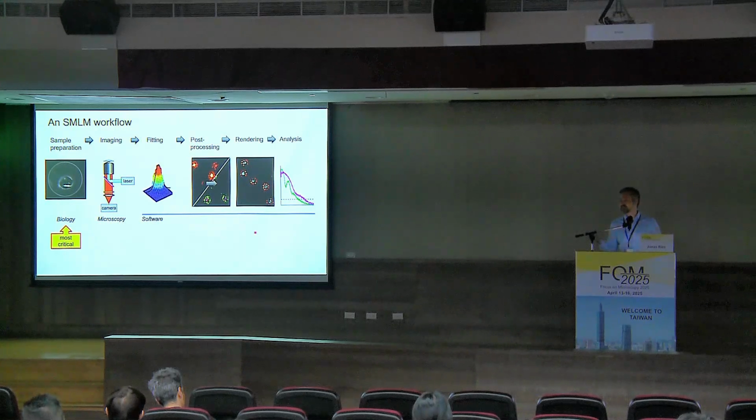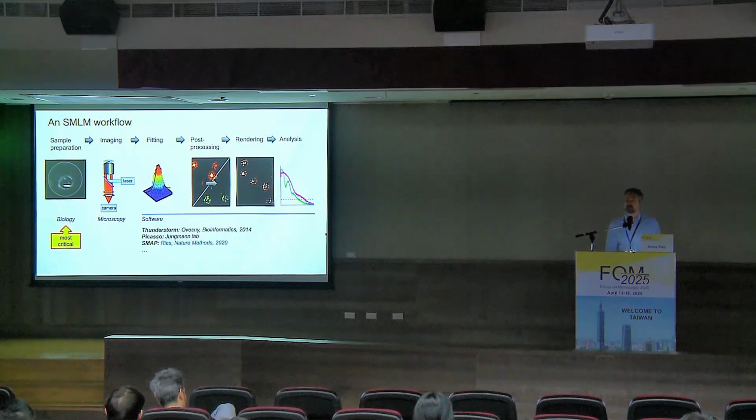I think in 90% of the cases where experiments don't work, it's because the sample is not suitable. But then you see that also a lot of the workflow is data analysis, from the fitting to the analysis. And for this, there are a few software packages out there. I think one of the most commonly used is an ImageJ plugin, ThunderSTORM. Then there are several others out there. The Jungmann Lab has a nice software, Picasso, and also we have our own, SMAP, that includes already many routines for this analysis of the single molecule data.